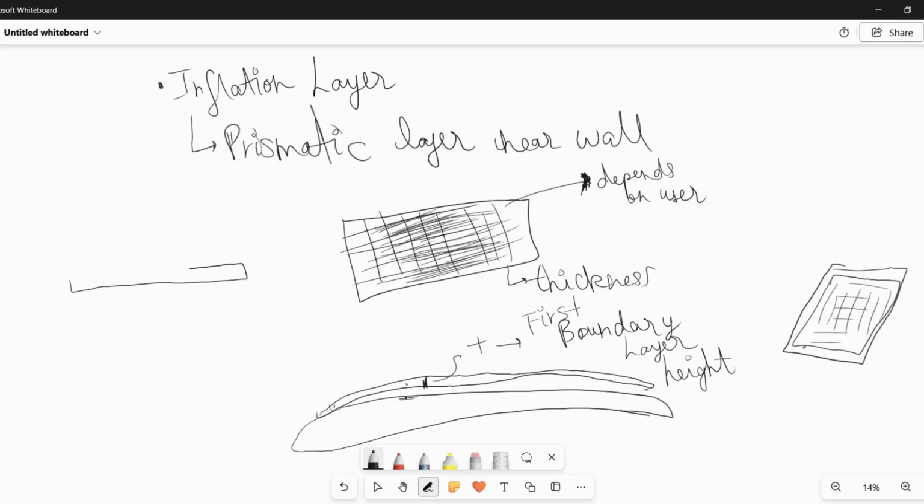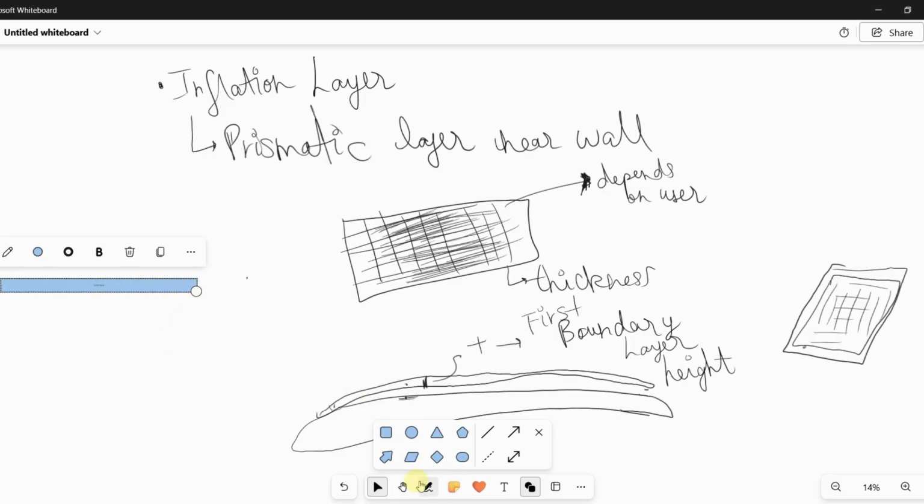So if this is my, oh my god, why can't I erase that? Start using shapes. Yep.